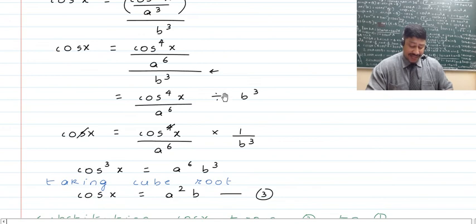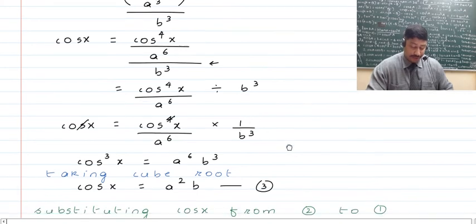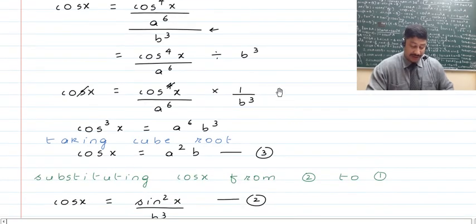Then the division sign is converted to a multiplication sign, and the term which is after it, its reciprocal, is written as you normally do in maths. Now further, here one power of cos x gets cancelled from both the sides, and thus you have 1 equal to cos cube x upon a raised to the power 6 b cube.